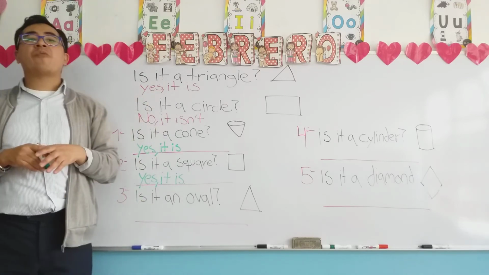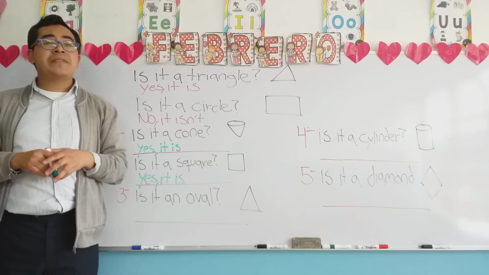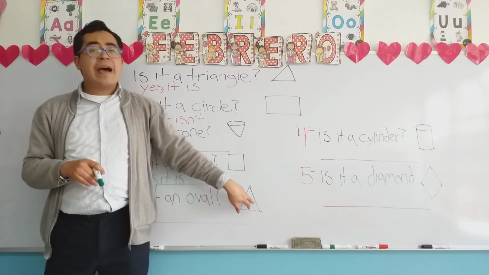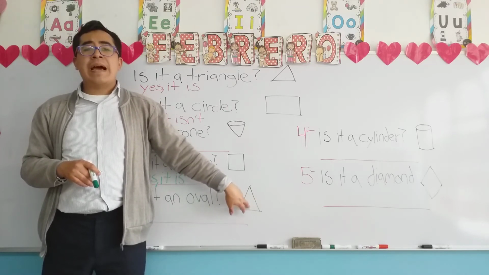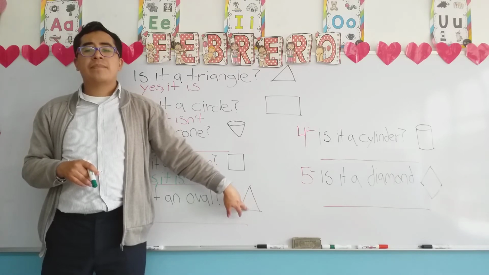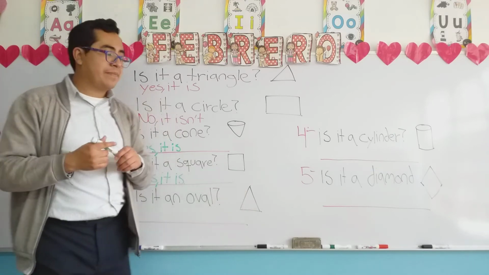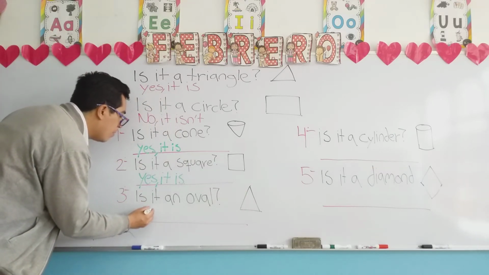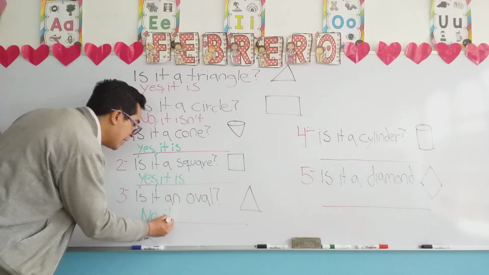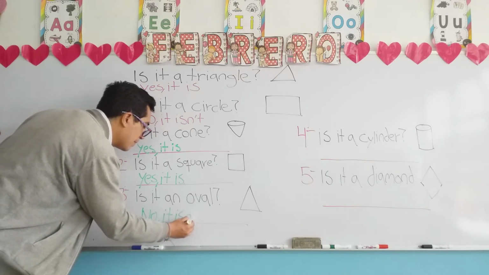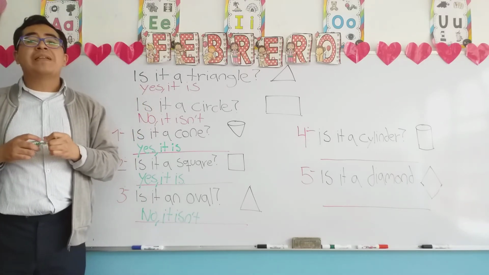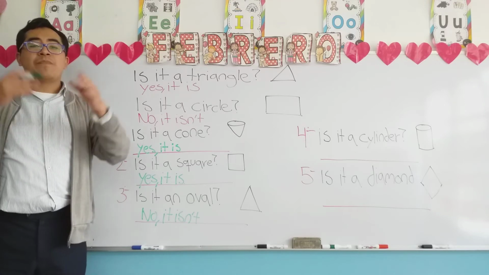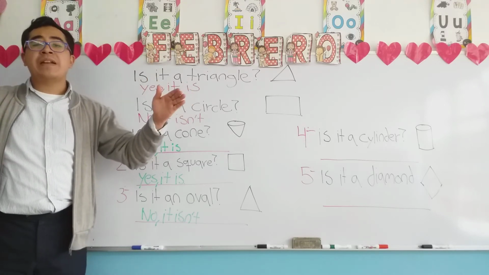Let's continue with the question number 3. And it says, is it an oval? This geometric shape right here. Is it an oval? No, it isn't. No, comma, it isn't. Now remember that comma is a symbol that we use to indicate separation between one word and the other.